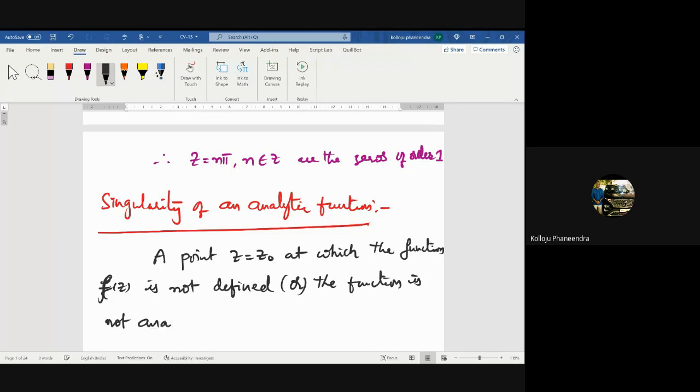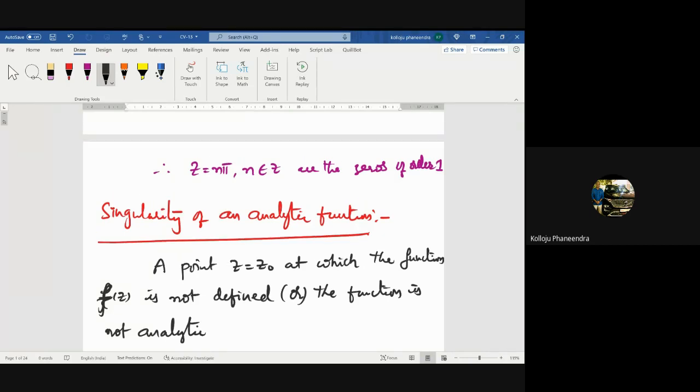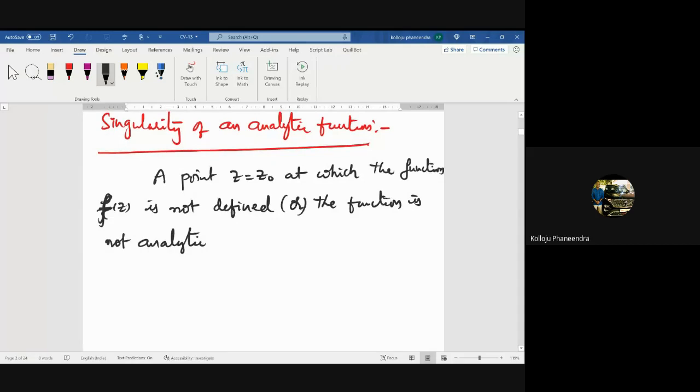We applied these two conditions in solving the problems, right? When a rational function is given and the function is not analytic at some point, that point z equals z naught, at which the function does not exist or is not analytic, is called a singular point of f of z.